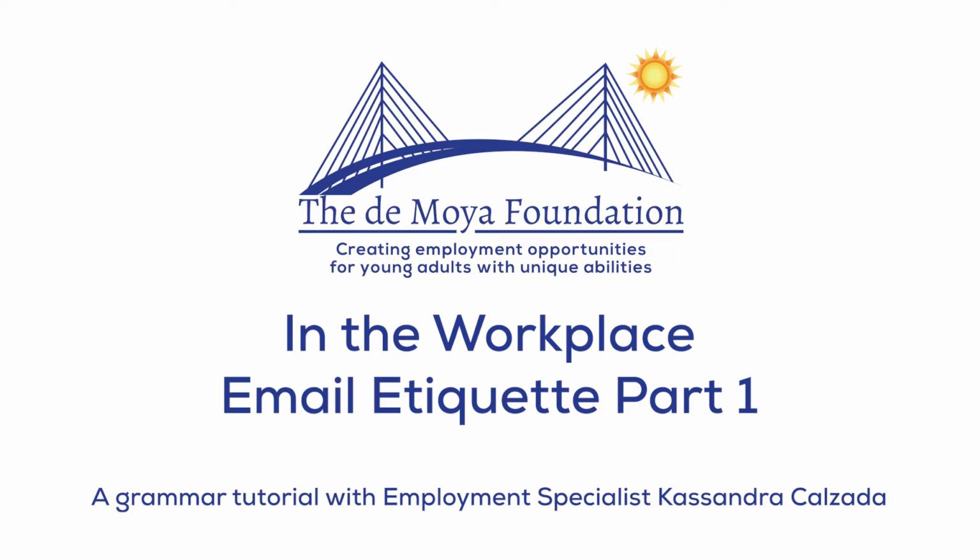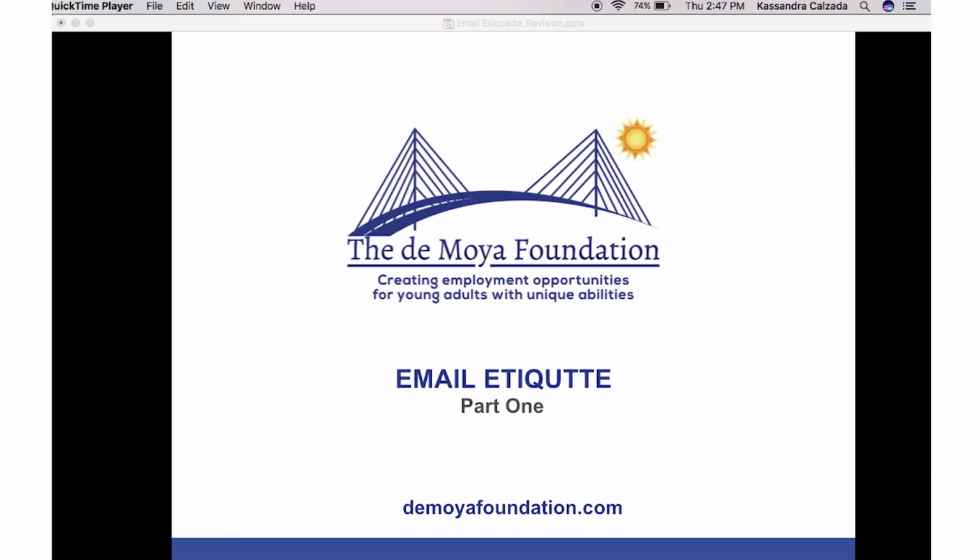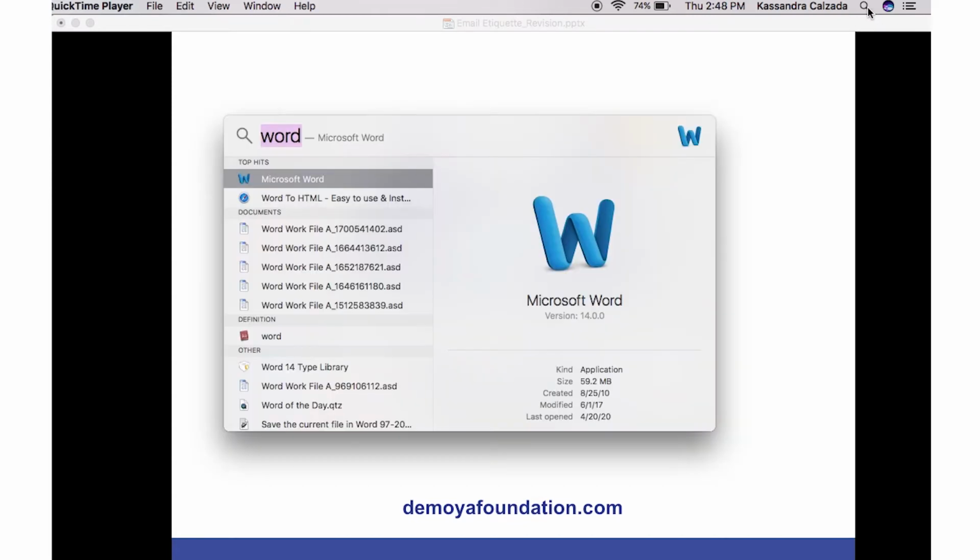You will need a sheet of paper and something to write with, or you may open up a blank Word document. Now, for those of you on a Mac or Apple computer, you will open up a Word document by going to the top right of your screen and locating the magnifying glass. It looks like this. You're going to click on the magnifying glass.